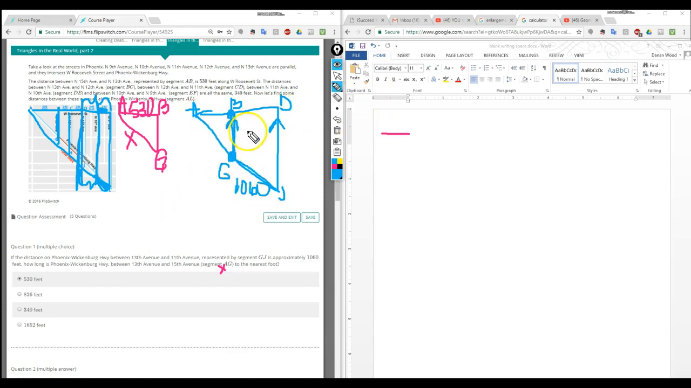So I find it easiest to set up ratios comparing the same side length to itself. So when we're going to use this triangle to set it up, and this segment was X, this segment was 530, and this segment is B to D, which is 340 plus 340, so that's 680.